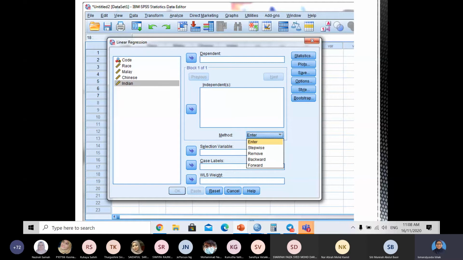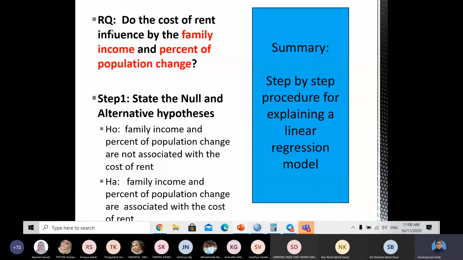Okay, these are the steps. First, make sure you know what your research question is. Is it the research question that I showed you before? This can predict this, or you want to control this. For this example: is the cost of rent influenced by family income and percent of population change? Step 1, state the null and alternative hypotheses. For example, the null hypothesis: family income and percent of population change are not associated with cost of rent. The alternative hypothesis: these independent variables are associated with the cost of rent.